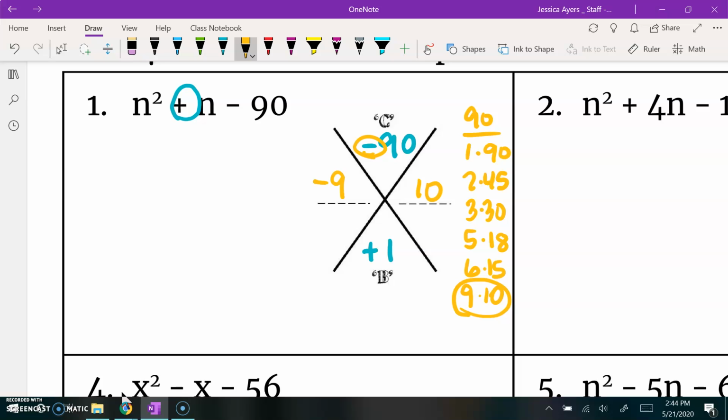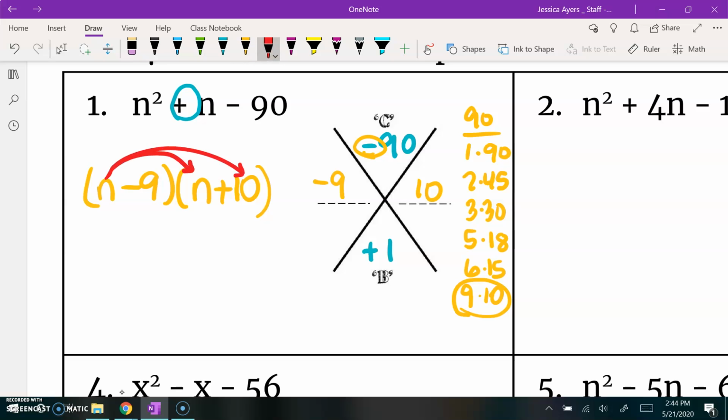And that's what we want. If we had a negative 10, then a positive 9 and a negative 10 would make a negative 1. Remembering that the negative just changes the sign, the answer will stay the same. So we're going to have n minus 9 and n plus 10. We can check it back by double distributing.